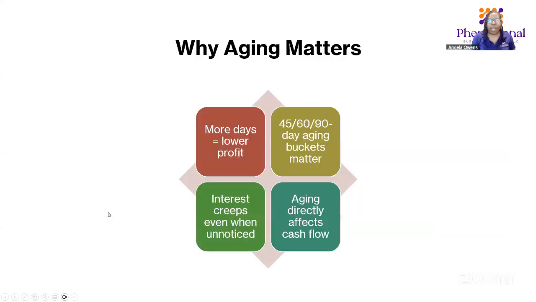So this is why aging matters, because more days mean lower profit. 45, 60, 90-day aging buckets matter, and interest creeps up even when unnoticed. And aging directly affects your cash flow. So like I stated on the previous slide, if you're not on top of this, you can definitely end up being underwater with these floor plans, and your dealership basically will be owned by the floor plan company because everything coming in is going to have to go to them.